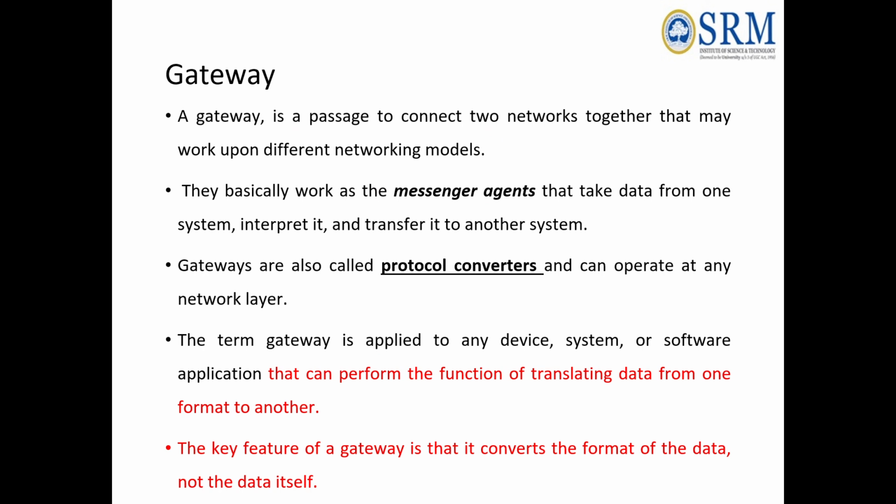The next one is gateway. A gateway is a passage to connect two networks together that may work upon different networking models. They basically work as a messenger agent that takes data from one system, interprets it and transfers it to another system. Gateways are also called protocol converters and can operate at any network layer. The term gateway is applied to any device, system or software application that can perform the function of translating data from one format to another. The key feature of a gateway is that it converts the format of the data, not the data itself.